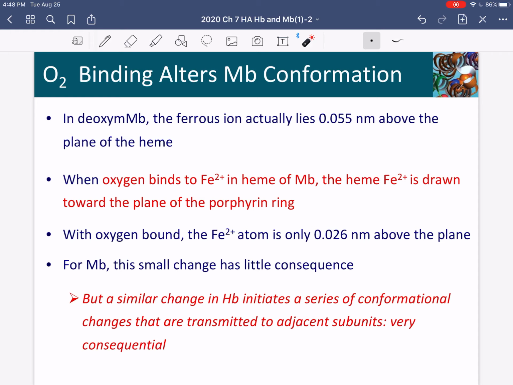All right, we'll start the next video here, where we'll talk about the changes in the conformation of the heme iron upon oxygen binding.